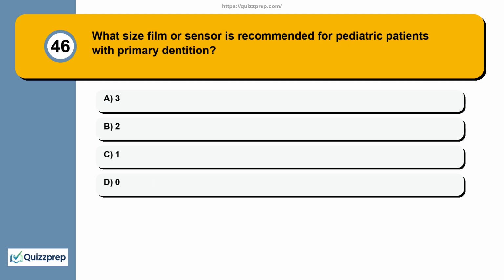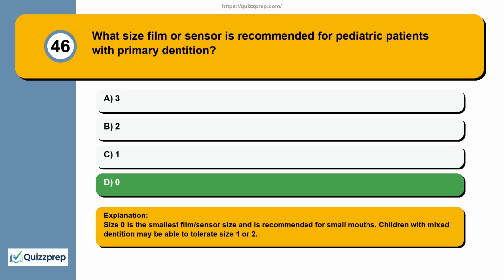Question 46. What size Fillmore sensor is recommended for pediatric patients with primary dentition? 3, 2, 1, 0. Size 0 is the smallest film/sensor size and is recommended for small mouths. Children with mixed dentition may be able to tolerate size 1 or 2.